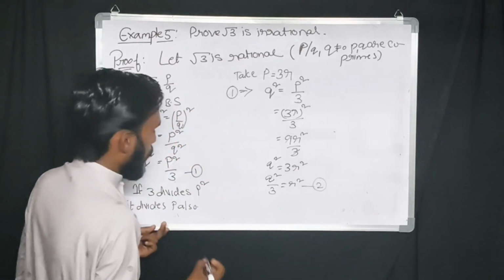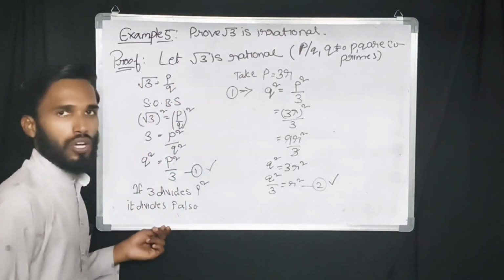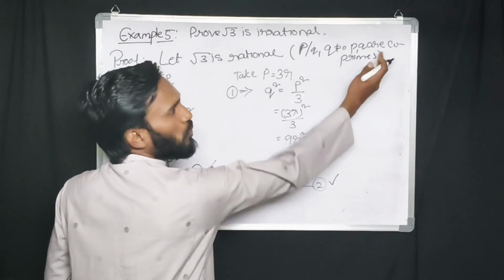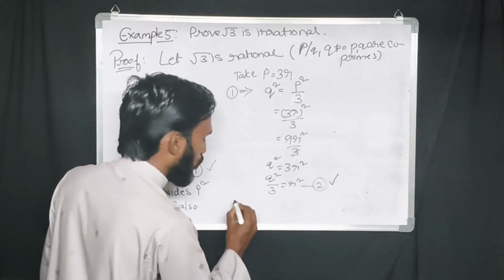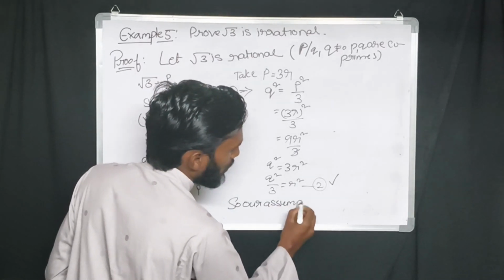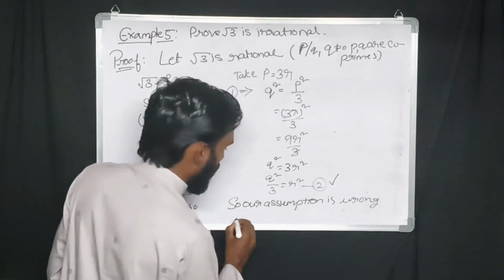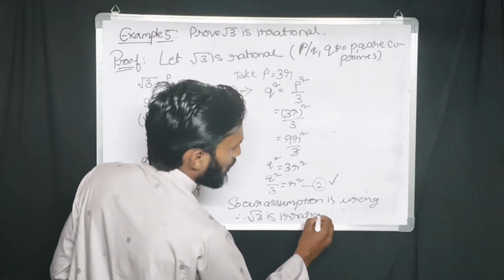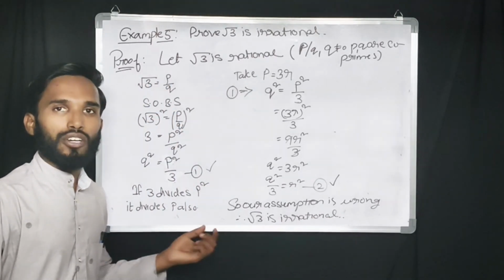This is 2. Where 3 is dividing p square and where 3 is dividing q square, that means it is dividing both p and q. But what is our condition? p and q are co-primes, having only 1 as the common factor. But here we have another number also. So our assumption is wrong. Therefore root 3 is irrational. So this is how we have to prove the irrationality of any number.